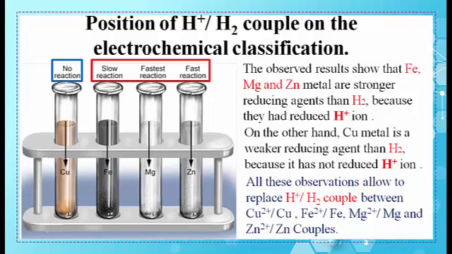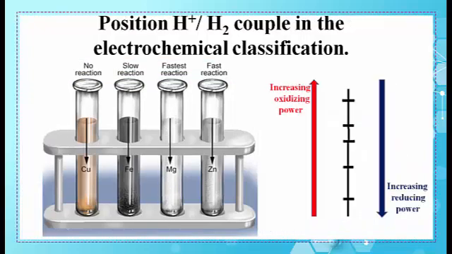Now, how can we classify these redox couples? Now, we will place the first redox couple, which is H+/H2. Here, we said that no reaction took place between copper and the acid. What does this mean? This means that copper has less reducing power than H2. So we must place copper here above H2.